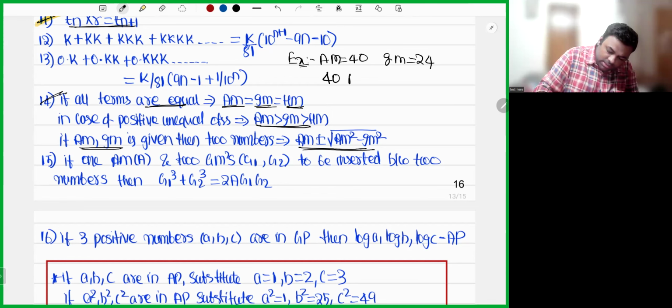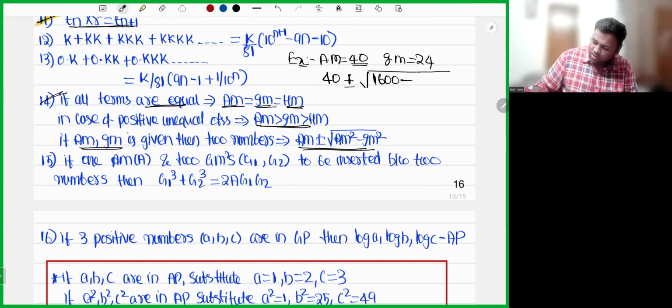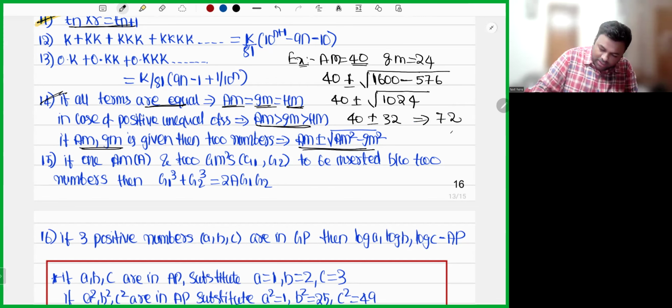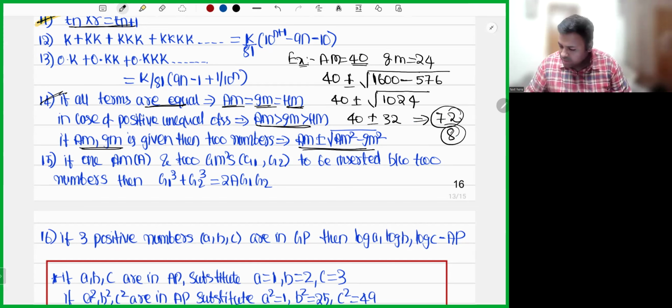40 plus or minus root of AM square. What is 40 square? 1600. Minus GM square, 24 square, 576. So 40 plus or minus root of 1600 minus 576, which is equal to 1024. What is root of 1024? 32. 40 plus or minus 32. So 40 plus 32, 72. 40 minus 32, 8. So those two missing terms will be 72 and 8.